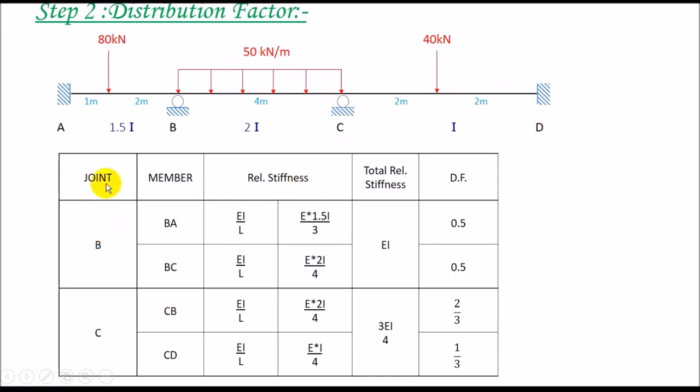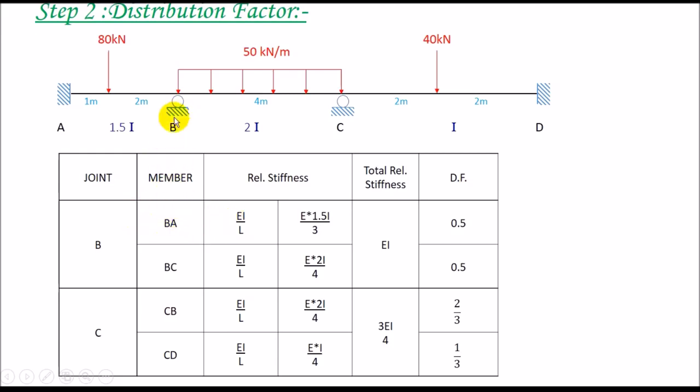Alright, so the first column is the joint, which is B and C. The second is the members that are connected by the respective joints, that is BA and BC for B and CB and CD for C. And the third column is relative stiffness. For those who don't know what relative stiffness is, I'll explain the formula of how you get relative stiffness.